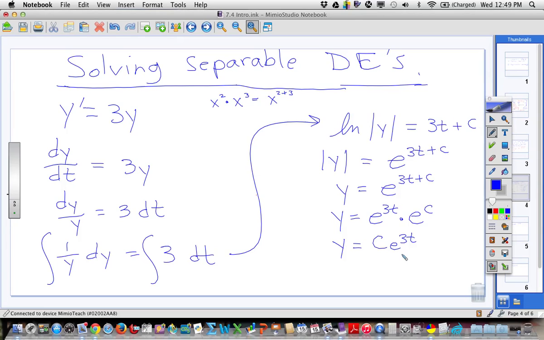All right, so sure enough, we just solved it. Now, if we'd had an initial condition, we could plug that in and find out what C is, and we'd be done. All right, so we just learned how to do that one. Now let's do Newton's law of cooling. Okay, let's solve that one.